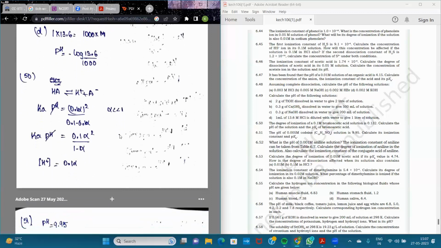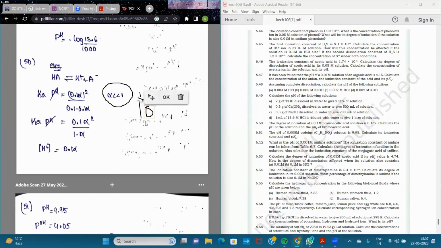The degree of ionization of 0.1 molar bromoacetic acid solution is 0.132. Calculate pH of solution and the pKa of bromoacetic acid. Degree of ionization is given as 0.132. It is also less than 1, very less than 1, it's 1 by 10th of 1. So no problem, we can neglect it.